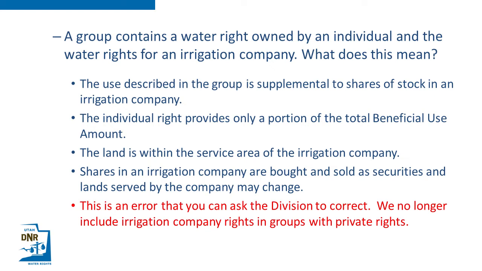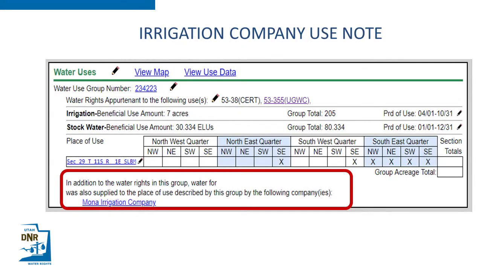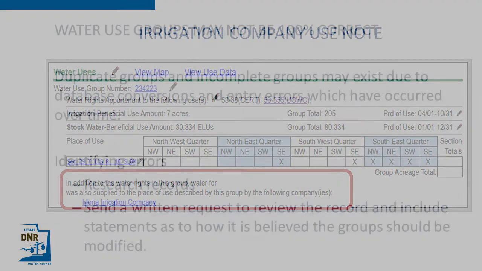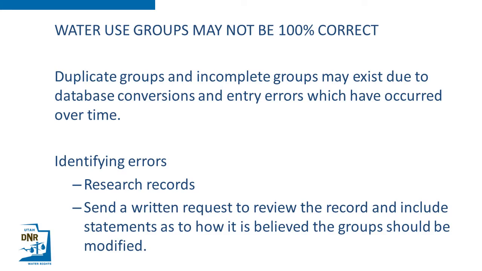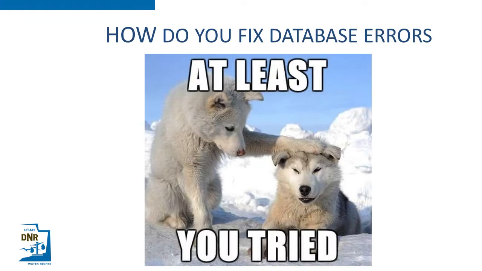In order to understand supplemental rights, a review of the file is necessary. Irrigation shares should now be represented through a note at the bottom of the water uses as shown here. As I've said, the entries in the database may not be 100% correct. Water use groups may have errors due to data entry or database conversions. If you find any errors in the database, please let us know. We want any errors to be corrected.